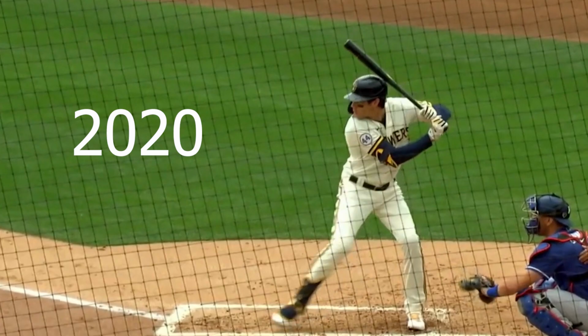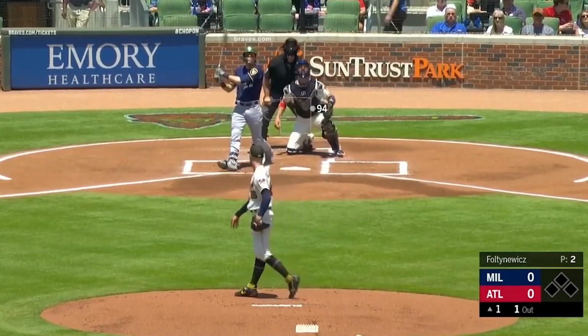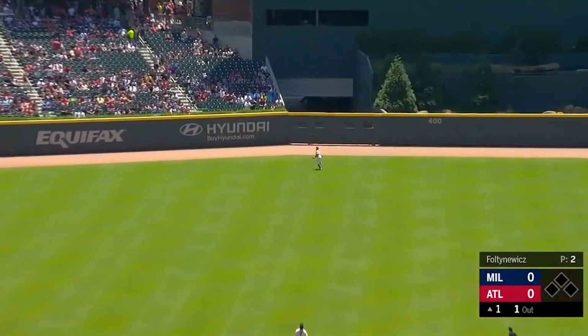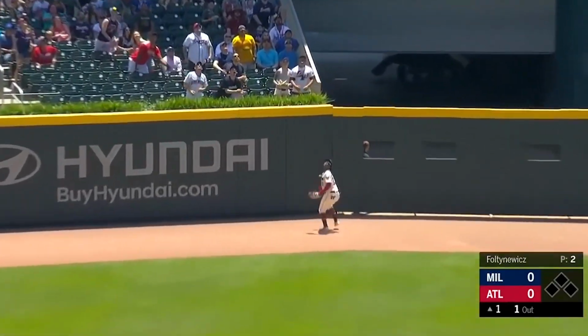If Christian Yelich can fix these mechanical problems and improve his launch angle back to the 10 to 25 degree threshold, then I believe he can return to his former self.